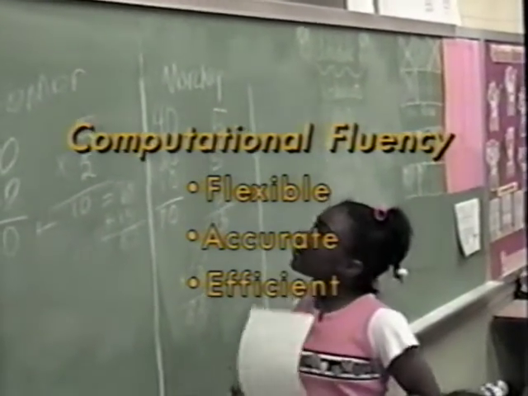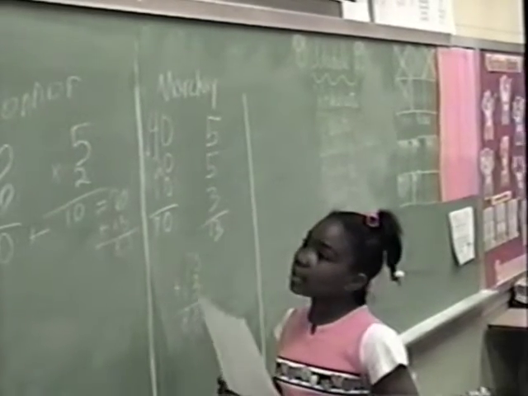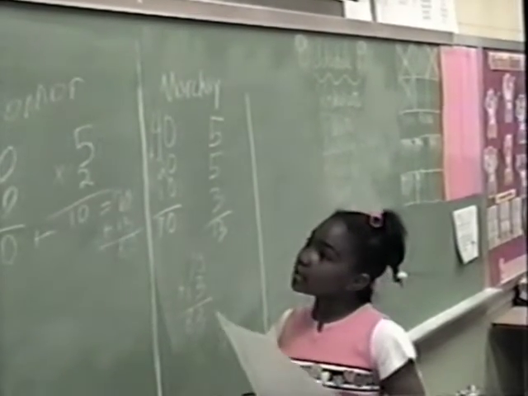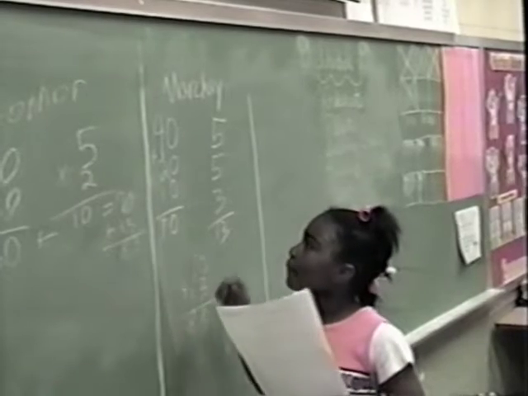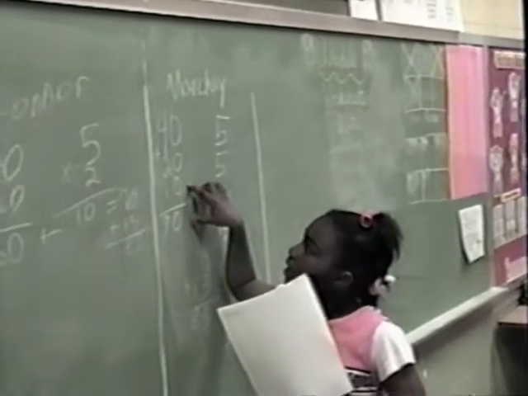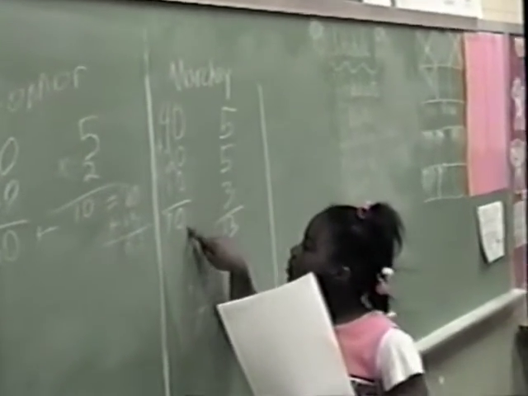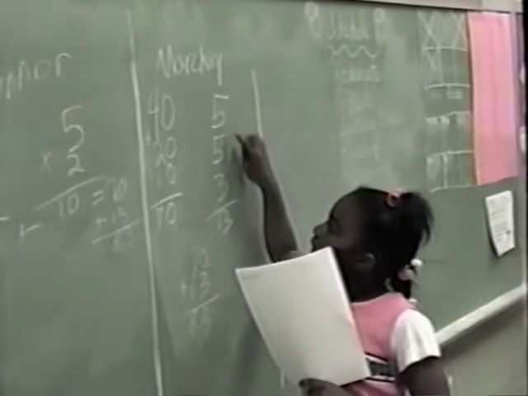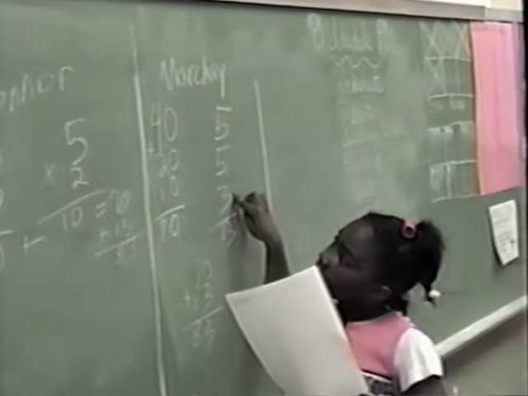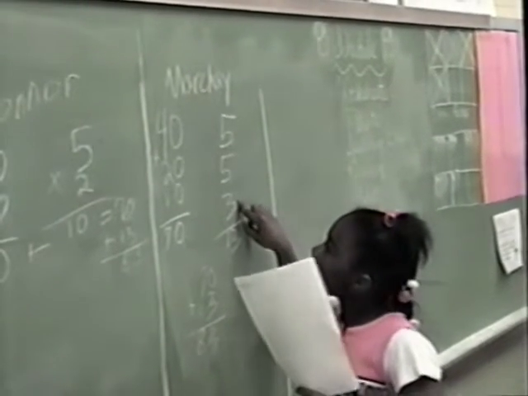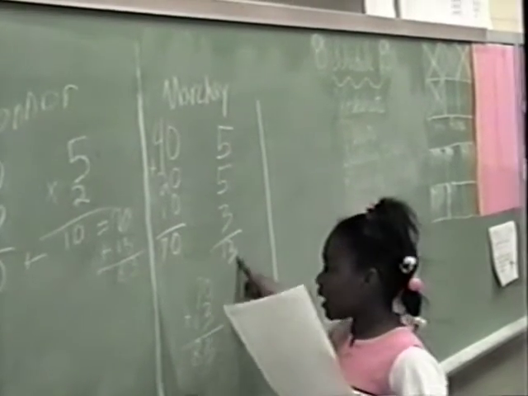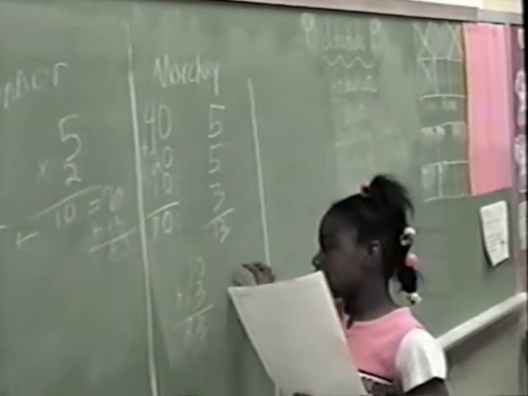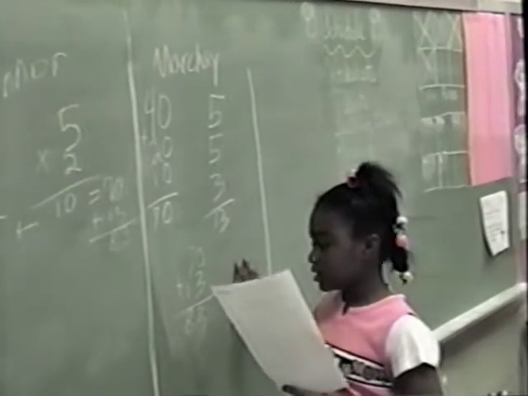Instead of putting 45, I'll put 40. And instead of putting 13 and 25, I'll put 20 and 10. And then when I add them up, I got 70. And then I added the 5 and the 5 and the 3 from 13, 25 to 45. And I got 13. Then I added 70 and 13. I got 83.